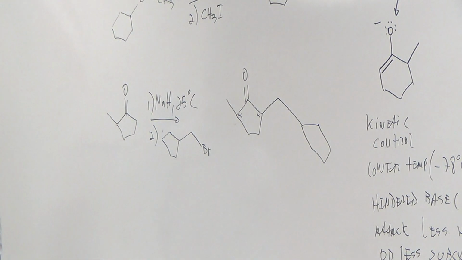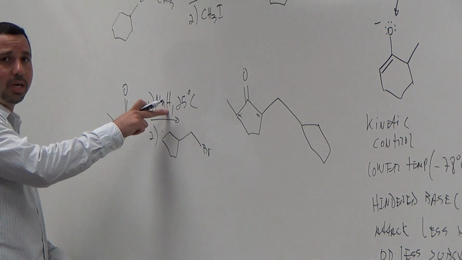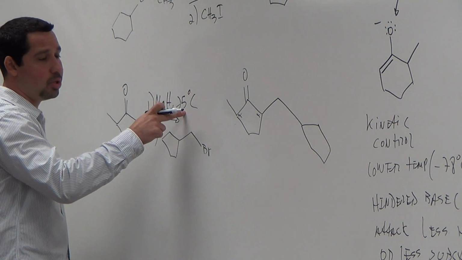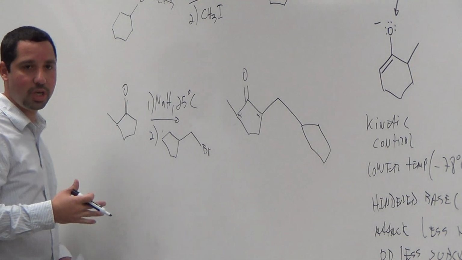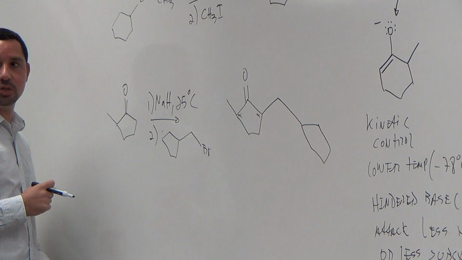No, sir. Why not? What do you mean, no? That's alpha. Use a hydride, so it has to go on a more hindered side. Okay, this is not a hindered base. Right. And it's at a higher temperature, so thermodynamically more stable when the double bond is more substituted, yes?